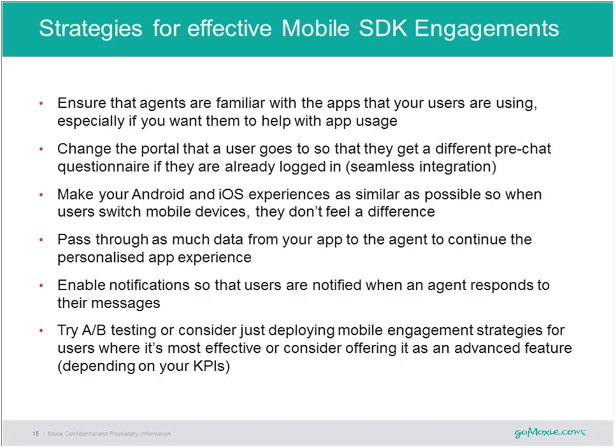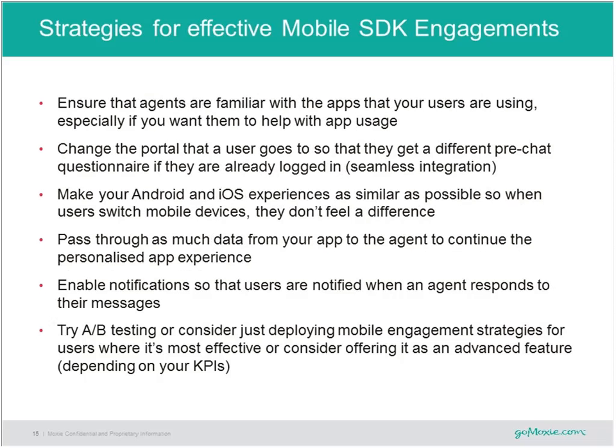You don't want anything that's a barrier to entry or anything that feels like it's not fully integrated with your app. Make your Android and iOS experiences as similar as possible, so when users switch between mobile devices, they don't feel a difference. A lot of us have an Android phone and then an iOS tablet, for example. So if we've got an app on both, it's really good if they're both very similar. It helps with the app and brand loyalty aspect.